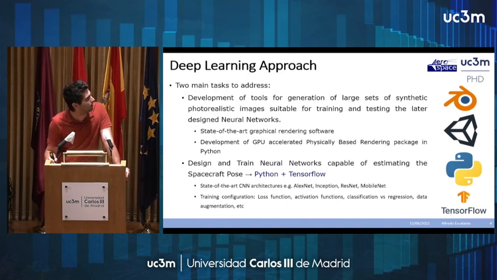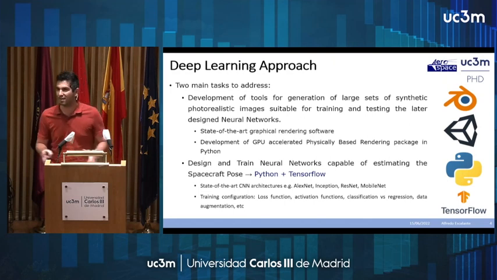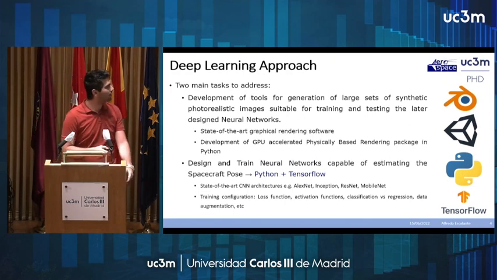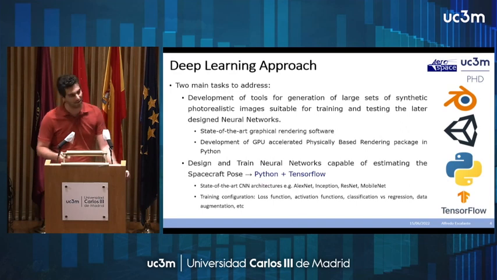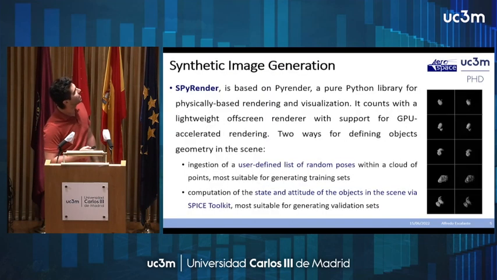For example, we have to select the proper loss function, which is the function that we use for adjusting the weights in the network, also the activation functions of the different layers in the network, also classification versus regression approach, which we'll talk a bit more about later on, also data augmentation techniques to extend even further the data sets that we have, regularization techniques and these sorts of things.